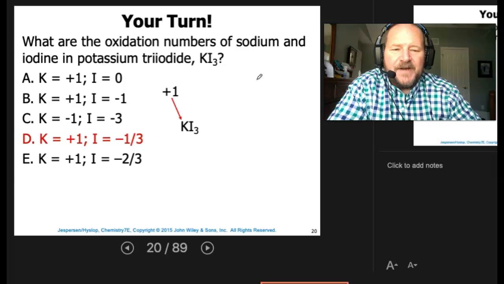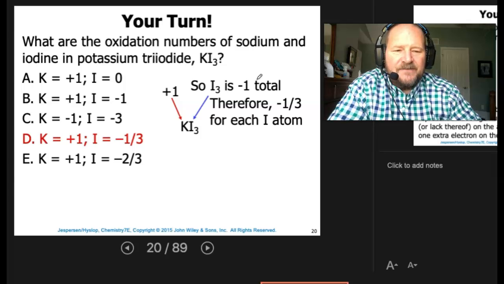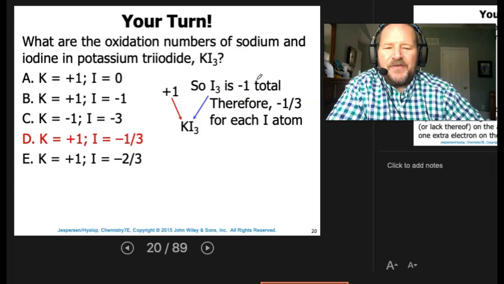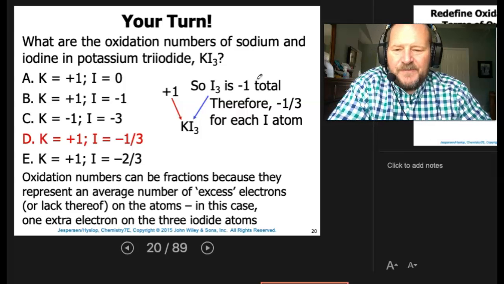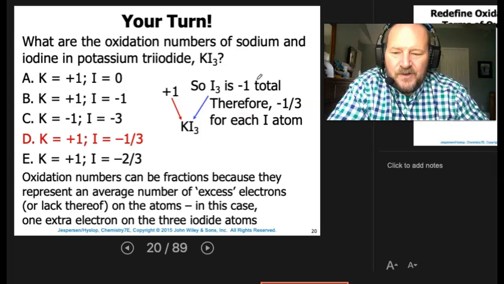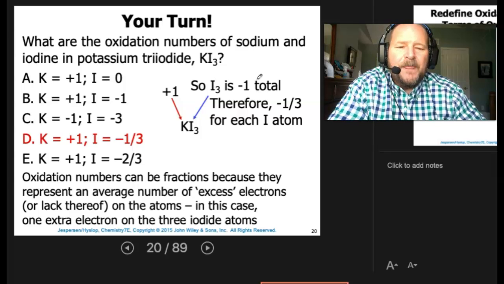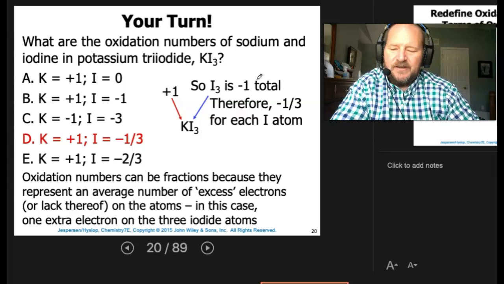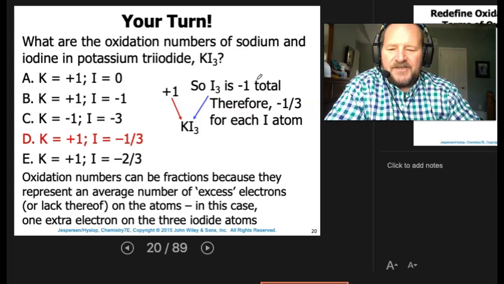Okay, so we know the potassium had to be plus 1. We had 3 iodines, but the total has to be a negative 1. Therefore, it had to be a third. So oxidation numbers can be fractions because they represent an average number of excess electrons, or a lack thereof, on the atoms. In this case, 1 extra electron on the 3 iodine atoms. Okay, so it's all based on the averaging for the electrons themselves. All right, so that's how we calculate oxidation numbers.